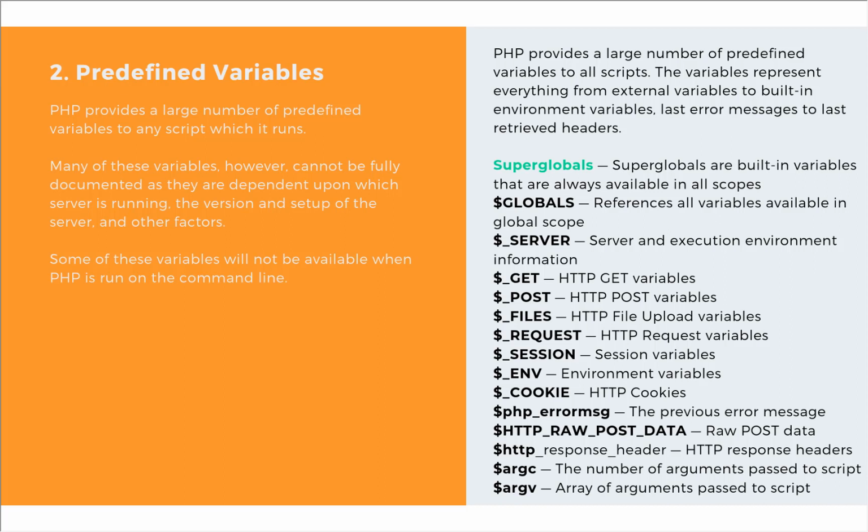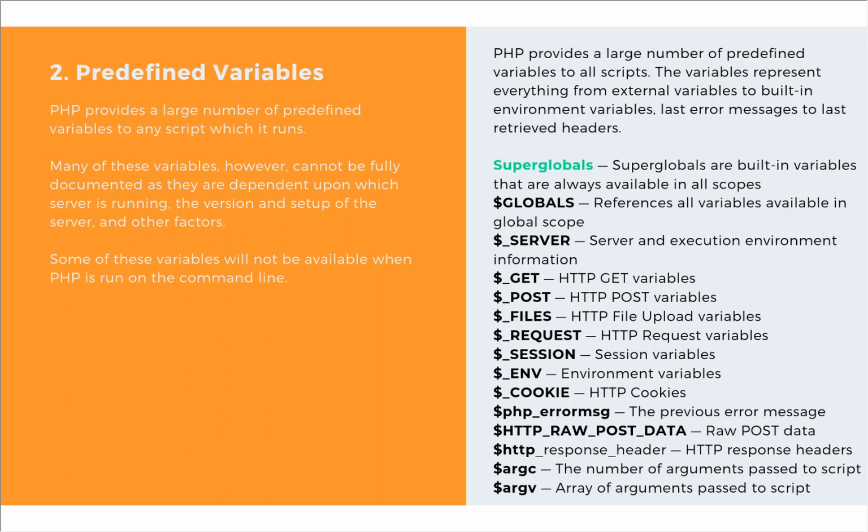Superglobals are built-in variables that are always available in all scopes. That's why they are superglobal. It doesn't matter where we are accessing them; as they are global, we can access them anywhere in our script. You can see that $GLOBALS references all variables available in global scope.